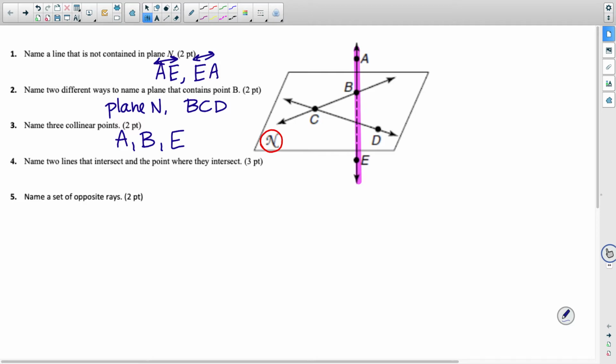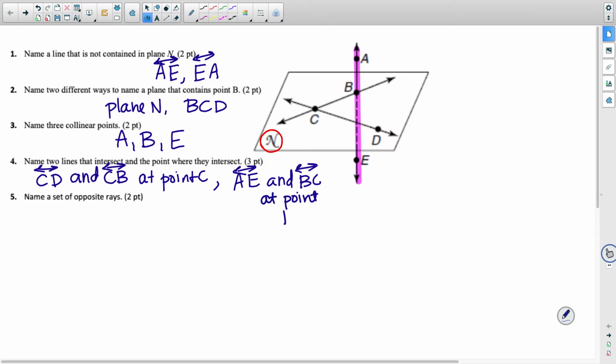Name 2 lines that intersect and the point where they intersect. So I'm going to do 2 different ones here. So we know that lines CD and CB intersect at point C. But also AE and BC intersect at point B. So you could have written either one of those.